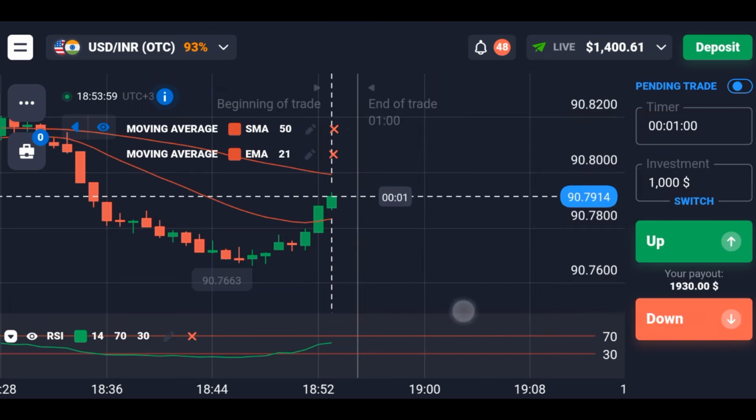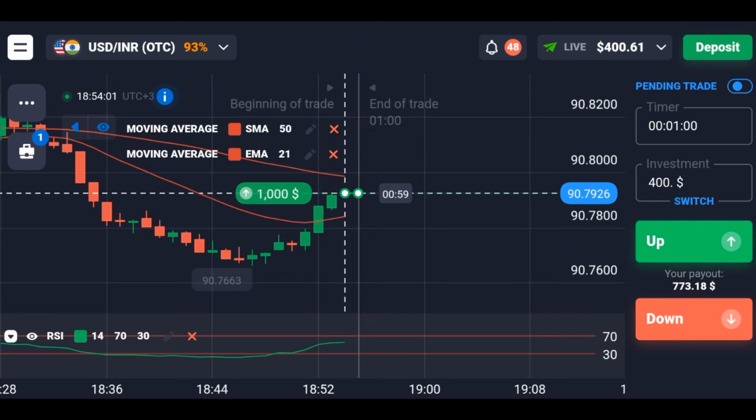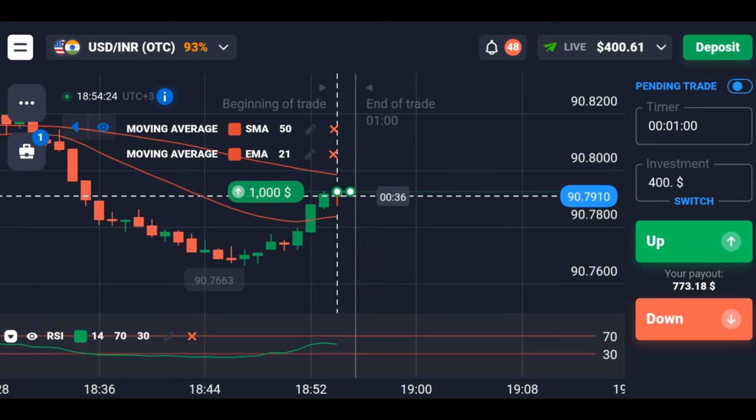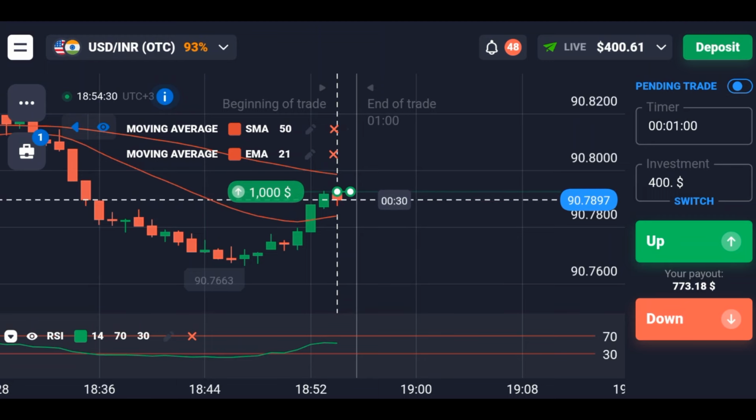We do $1,000. Okay, so we've just placed our first trade for $1,000, and if that wins we'll make a profit of $930. We have 34 seconds left until the close of this candlestick, so let's wait and see what happens in 27 seconds.